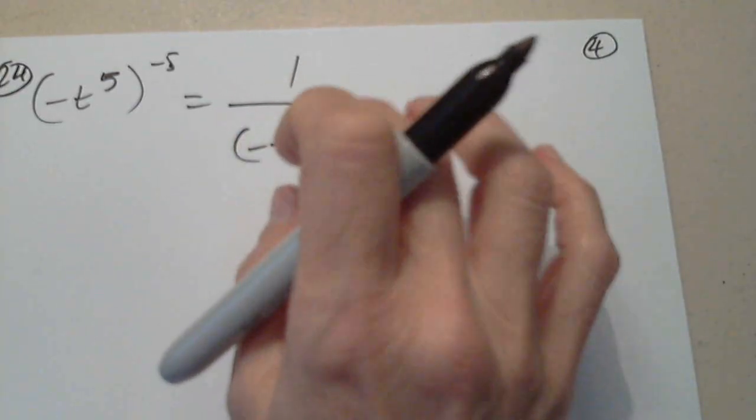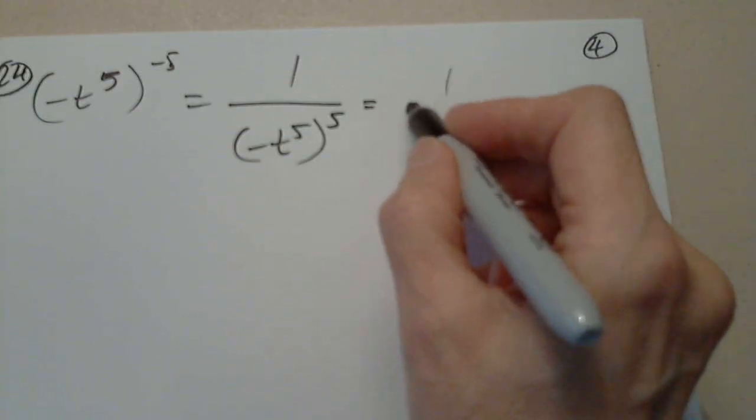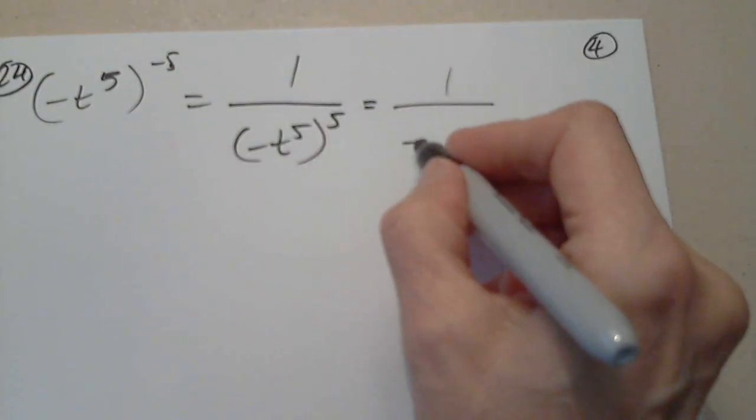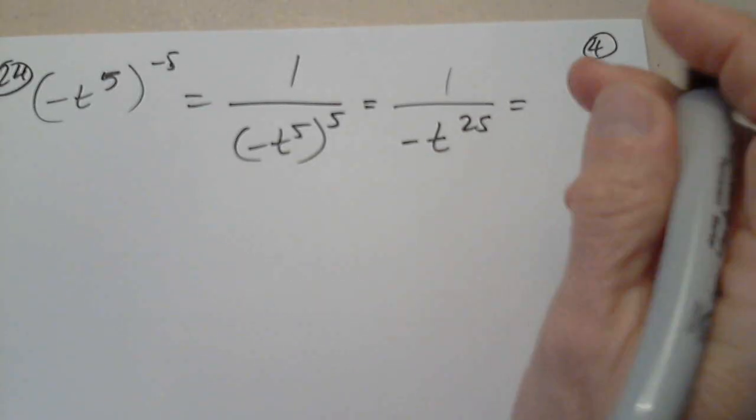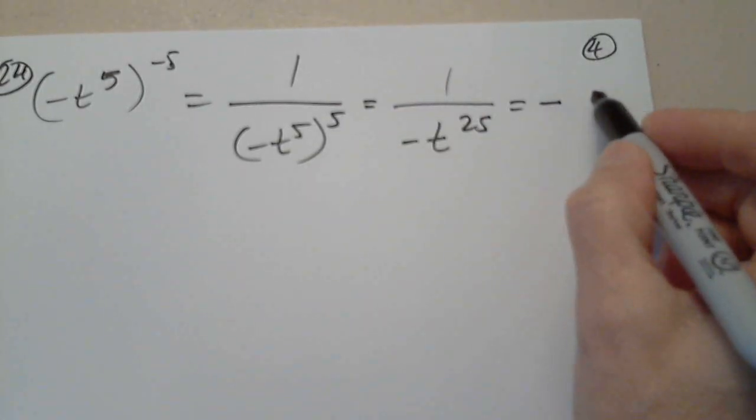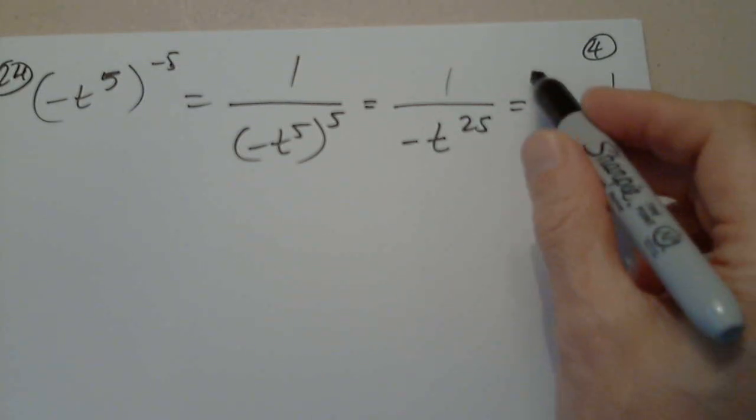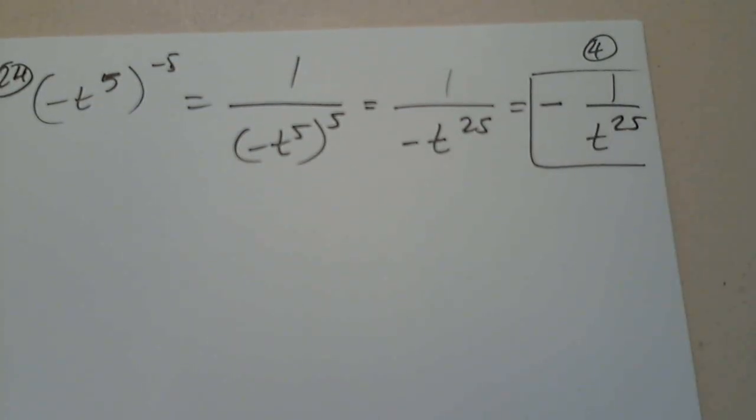Now I have to raise everything to the 5th power. So negative 1 to the 5th power is negative. Copy the base, multiply the exponents. Positive over negative is negative. 1 over t to the 25th. And this is it. Any questions? Any questions?